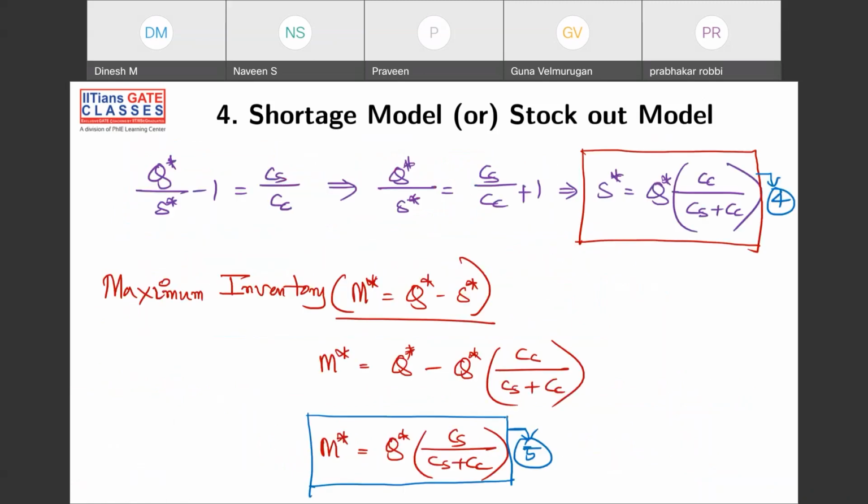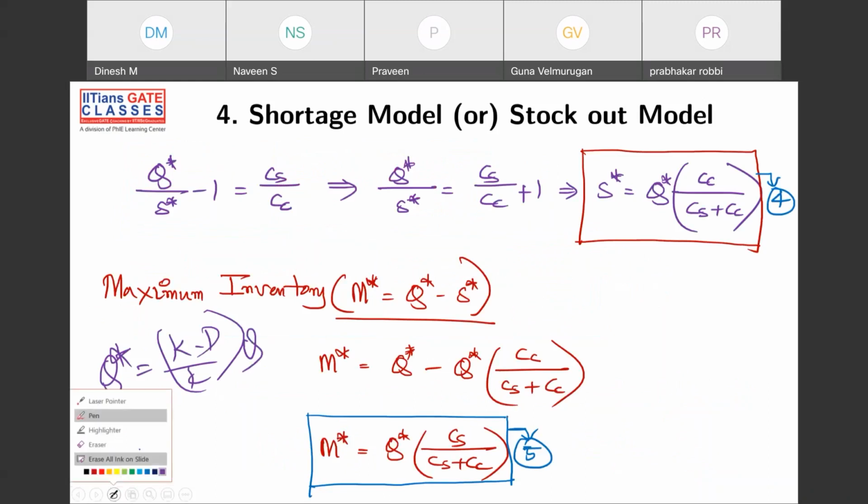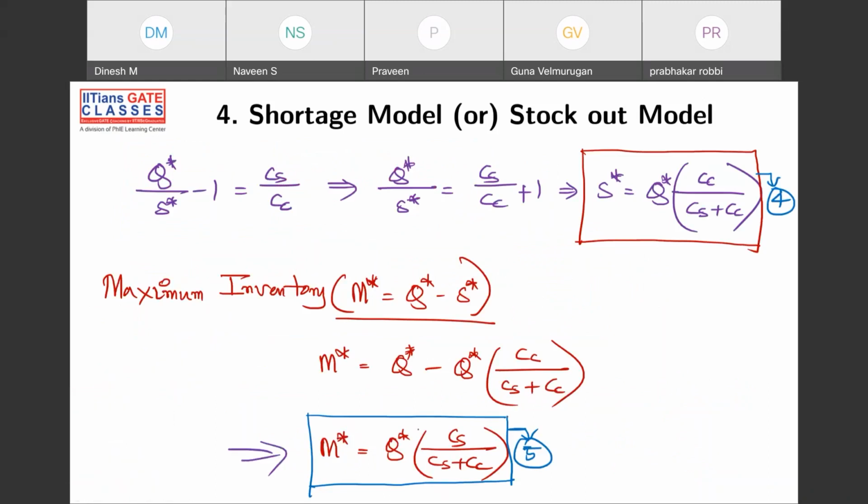Like that, initially we saw that the maximum inventory Q is K minus D by K into Q, which we found for the production model, right? Similarly, for maximum inventory we have to use this formula, that is Q star minus S star, that is M star. M star is nothing but Q star, that is EOQ, into CS by CS plus CC. So this is the formula that you have to remember.